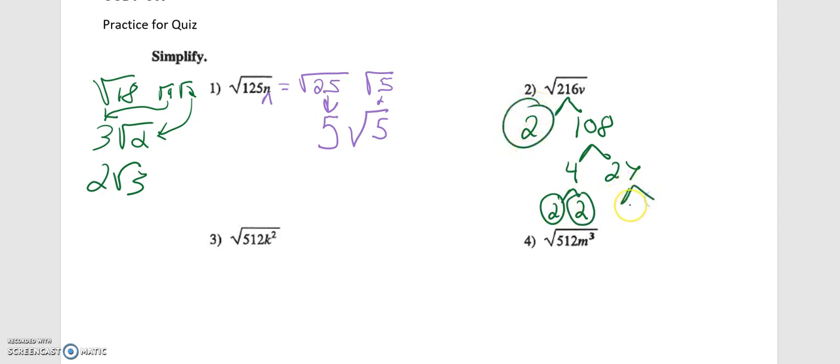The 27, we could keep going. We could divide that by a 3 and a 9, and then the 9 becomes a 3 and a 3. So this would be a factor tree. Now, how are factor trees helpful in this situation?